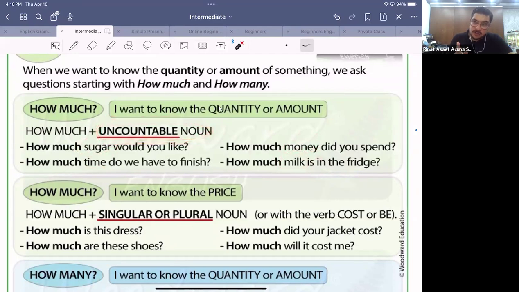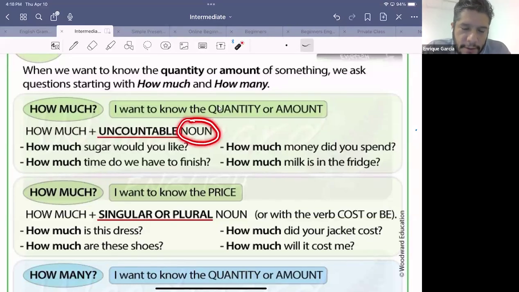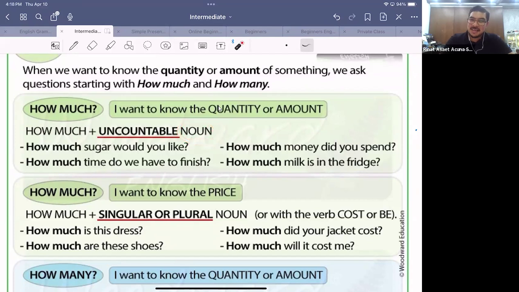But first, what is a noun? I'll tell you in Spanish: sustantivo, nombre. Sugar, time. But what is a noun? What is a noun?